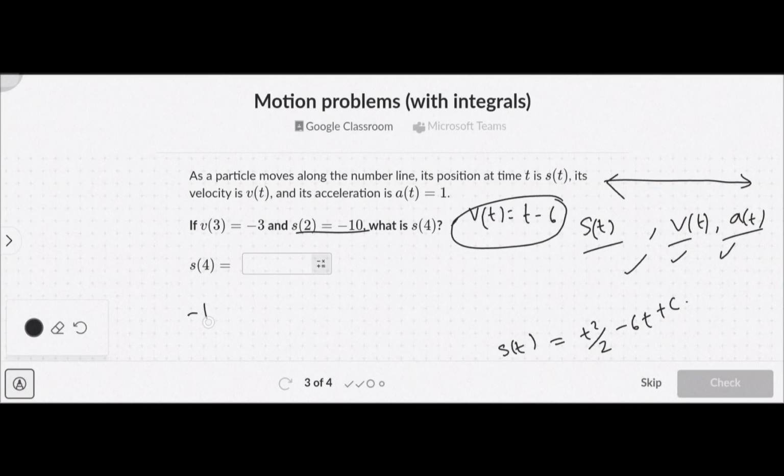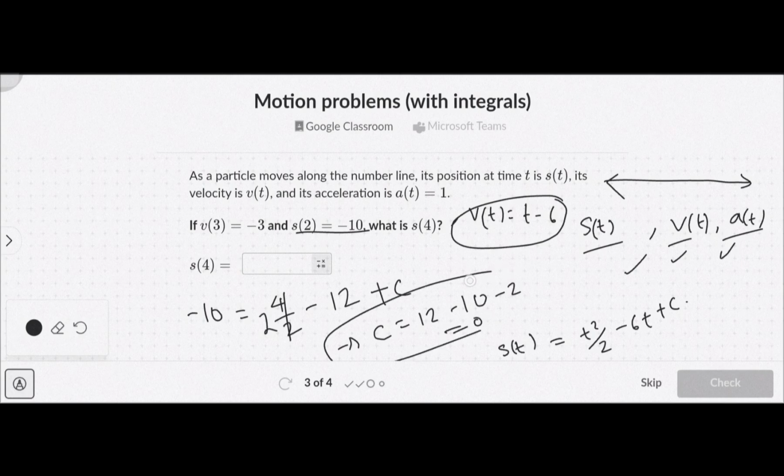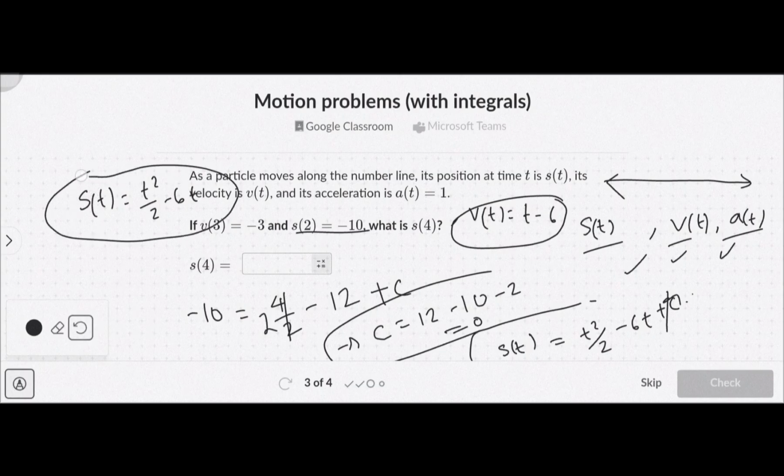Putting the boundary condition, we get minus 10 is equal to 4 by 2 minus 12 plus c. So it is 2 here. c equal to 12 minus 10 minus 2, so 0. c is 0. So s(t) is equal to t square by 2 minus 6t. That's it.